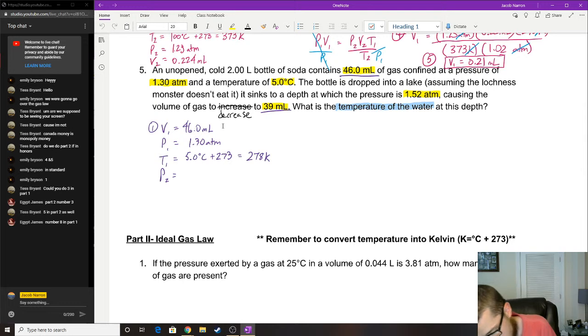Here's P2 is 1.52 ATM. Okay. And the new volume, V2, is going to be 39 milliliters. So there you go. There's our new list of stuff. And so, what are we looking for in this problem? What's step number 2? What are we actually looking for? What is the new temperature?